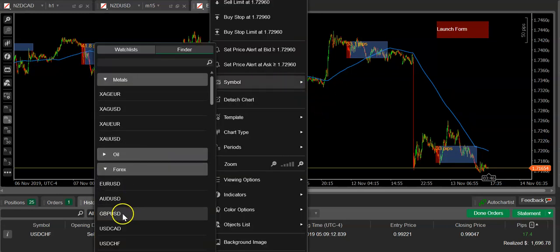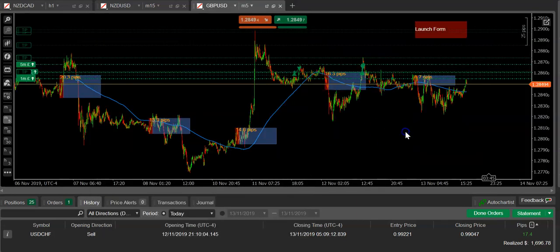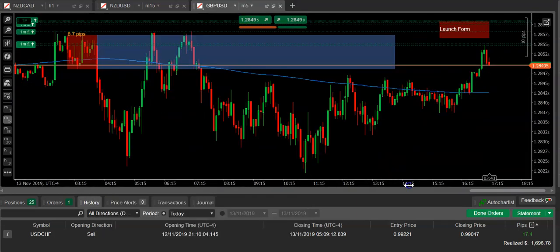But again, going back to our pound dollar, we can see that we're pulling back a little bit off that 1.2855 area.